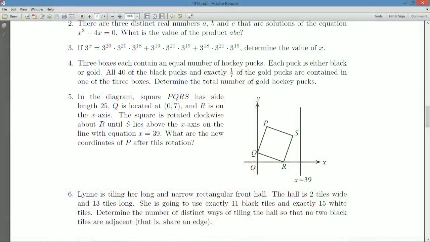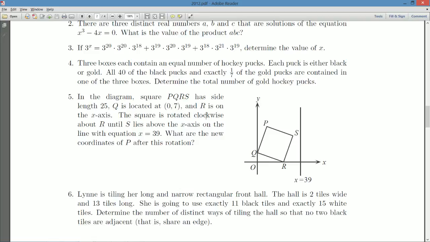So, in the diagram, square PQRS has side length 25. Q is located at 0, 7. Okay, so here's the origin. Q has height 7 and it doesn't really go anywhere else along the x-axis. So already I'm beginning to suspect a 7, 24, 25 triangle. But we'll get into that in a little bit.